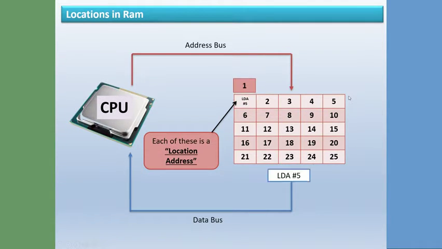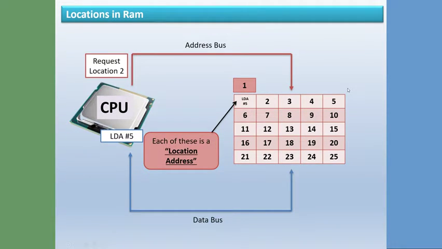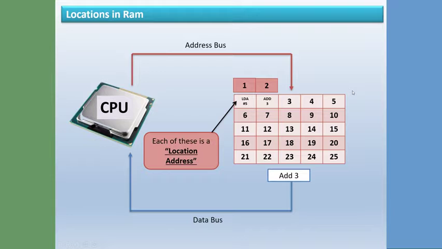Okay. So this is a different way of displaying it, I suppose. Location number 1 has some data, number 5. Request location number 2 comes in. We get the data that's in number 2. Request location number 3, and so on. You get the idea.